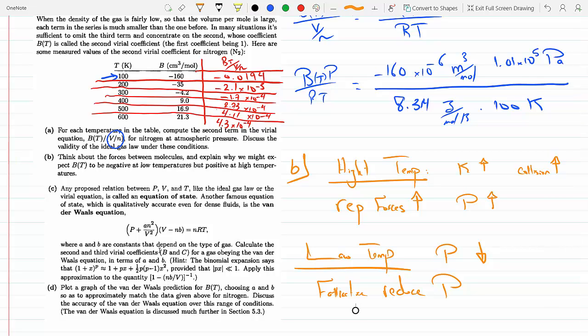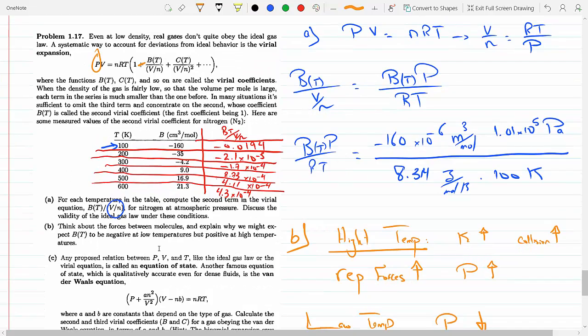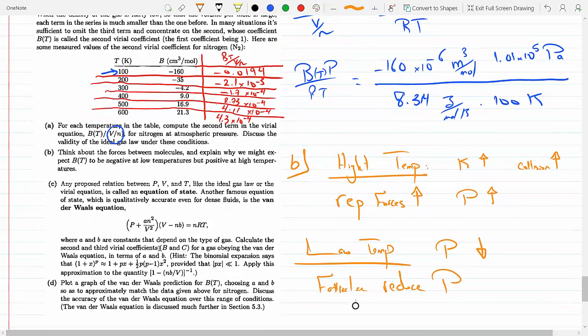Okay, let's go to part C. It says there's another equation which accounts for real gases, a correction for the ideal gas law for real gases versus ideal gases, which is the van der Waals equation given by this expression here. And we have to kind of match up the two equations, the virial expansion and the van der Waals equation, in order to figure out what the second and third virial coefficients would be considering these two equations.